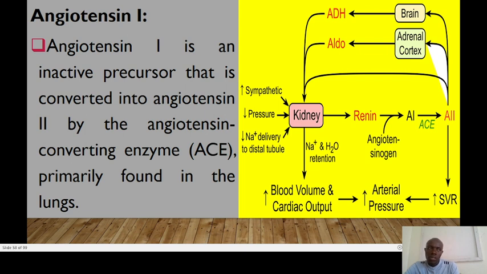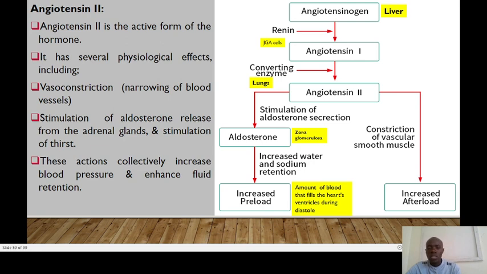Angiotensin 1 is an inactive precursor that has to be converted to angiotensin 2 by the angiotensin converting enzyme, and this enzyme is primarily produced in the lungs. We have said it can also be produced by tumors. So angiotensin 1, being a weak vasoconstrictor, has to be converted to angiotensin 2 by what we have referred to as the angiotensin converting enzyme.